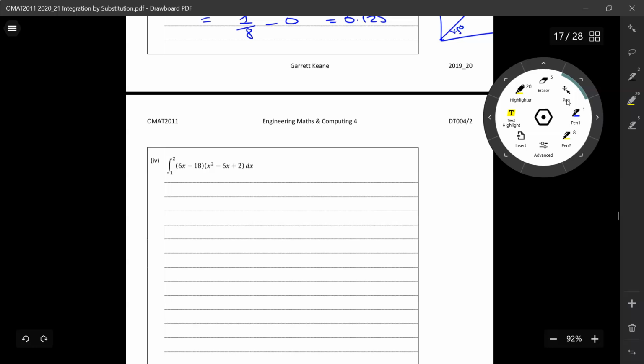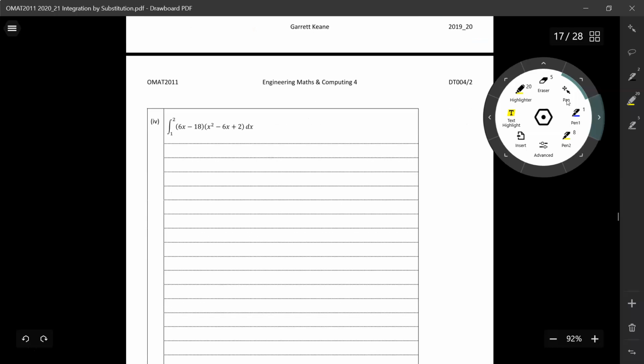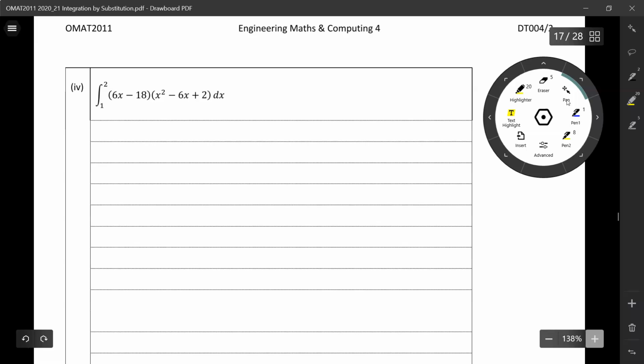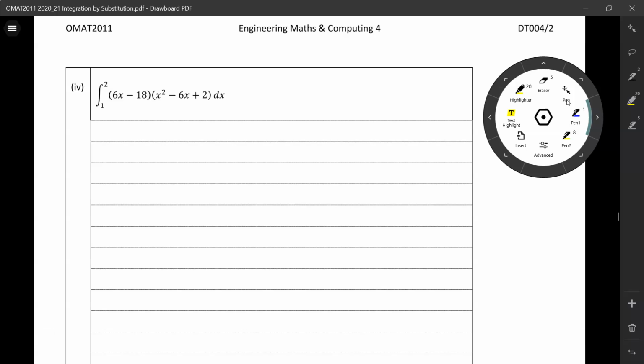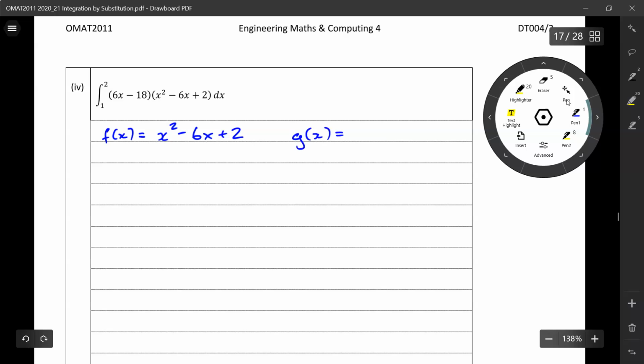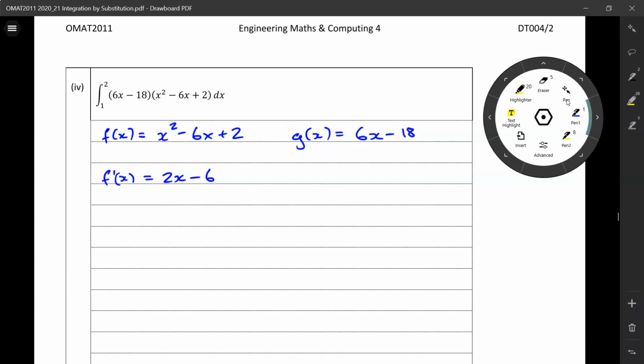Example 4 is a simple enough example again. If we look at it here, I might zoom up a little bit there. And we go through the procedure again, and we say f of x is the larger function, x squared minus 6x plus 2, the function with the higher power. g of x is the other function, so it's 6x minus 18. I get the first derivative of f at x, so x squared, the derivative is 2x, minus 6x, the derivative is minus 6. Derivative of constant is 0.